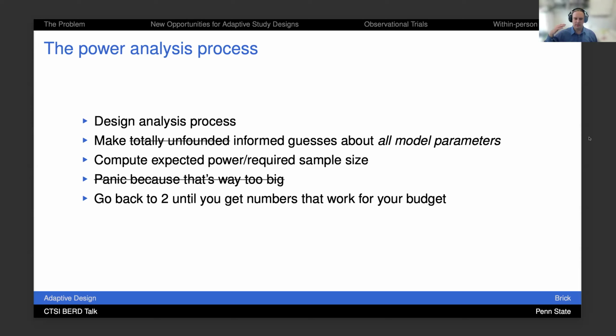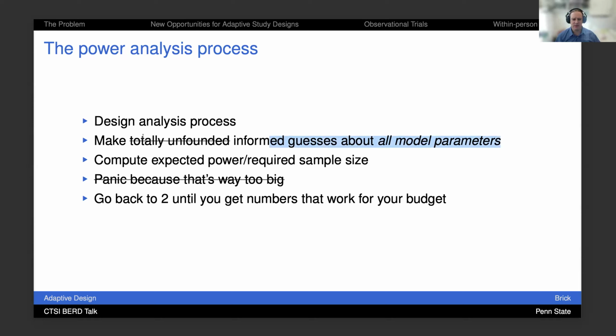And then, in the process, as this usually goes, you come up with a sample size that's way bigger than what your funding allows. And so you panic a little bit and you go back to the second step and say, okay, what guesses can we make? What changes can we make to the design? How can we make this so that it actually fits in the amount of money that we have?